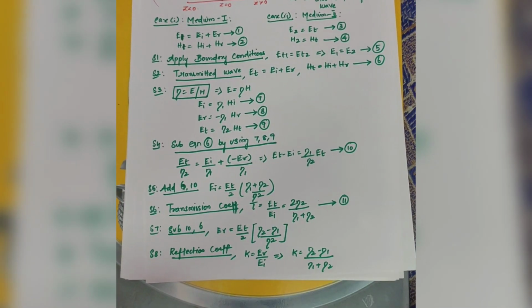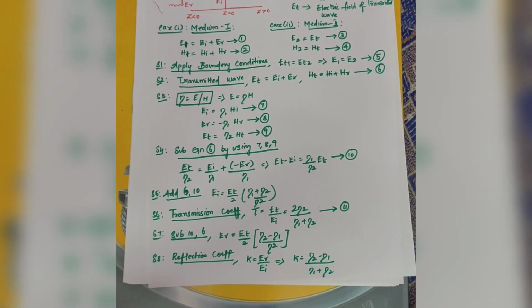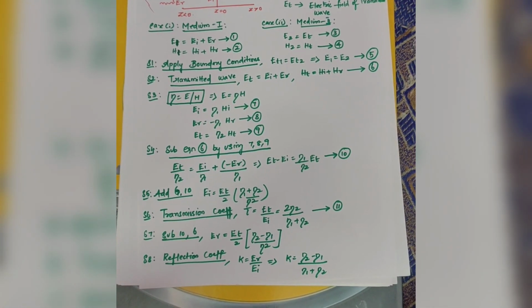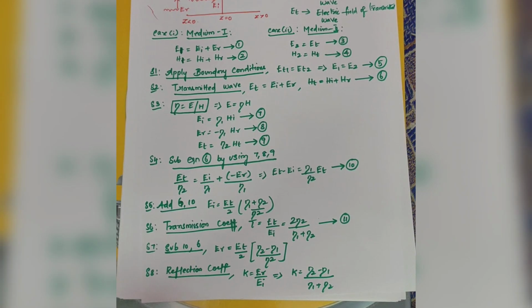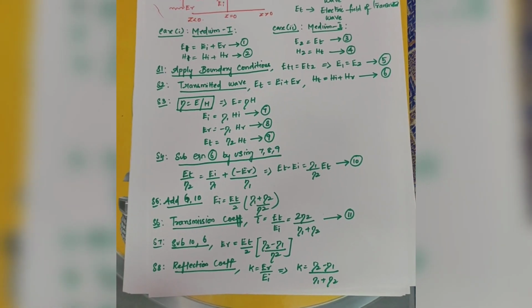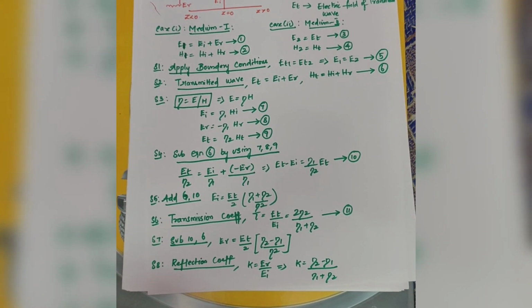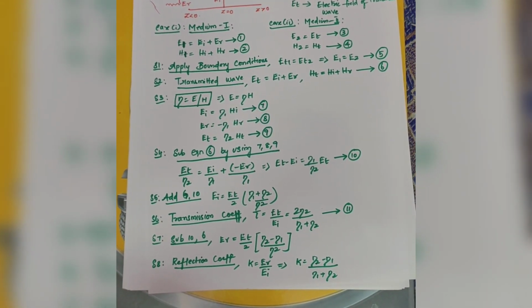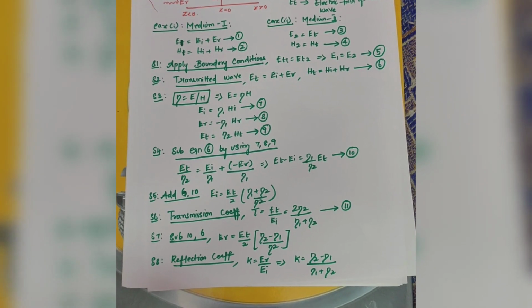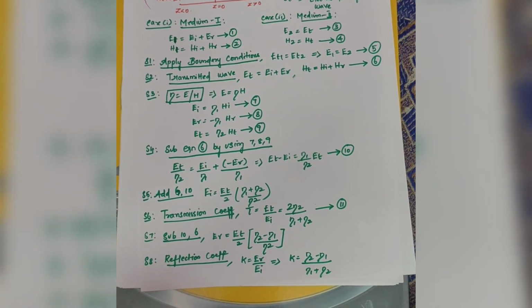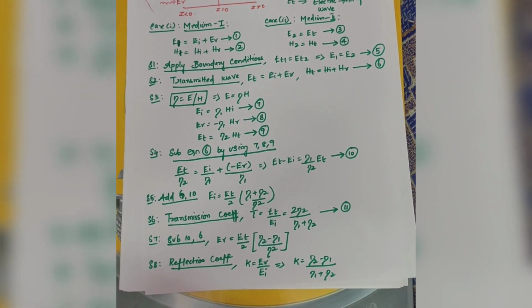So in both, the denominator is the incident wave. For the reflection coefficient, the numerator is the reflected wave. For the transmission coefficient, the numerator is the transmitted wave. That indicates Et by Ei, Er by Ei. Hope you are clear with this topic. In Unit 5 of the Electromagnetic Fields subject, normal incidence at the plane of the dielectric boundary. So I am just concluding this topic.